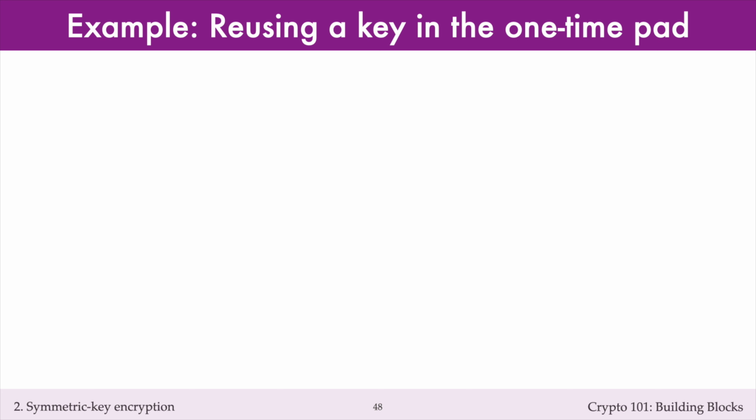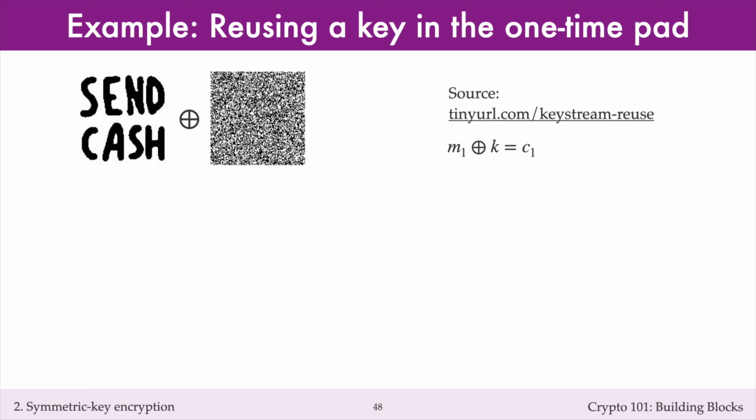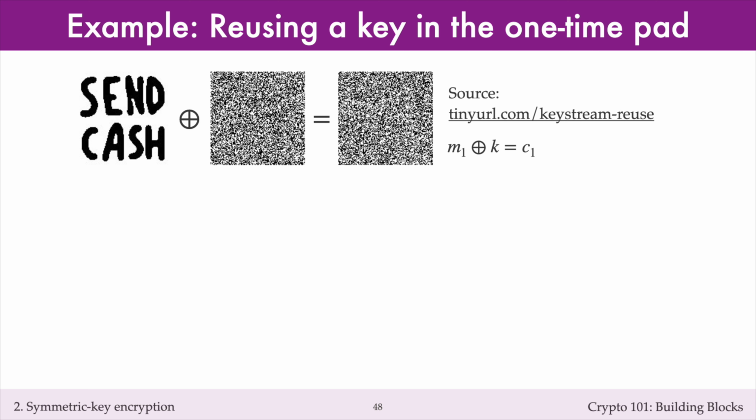Here's a cute example which illustrates very nicely why reusing a key in the one-time pad is something you should never do. I have the plaintext message M1 as an image, but you can think of the message as a binary message by treating each black pixel as a 1 and each white pixel as a 0. Similarly, here I have the secret one-time pad expressed as an image. So then, the sum of the plaintext M1 and the key K gives us the ciphertext C1, shown here as an image.